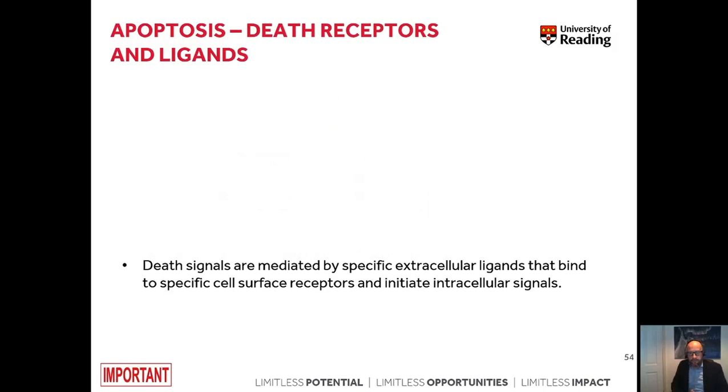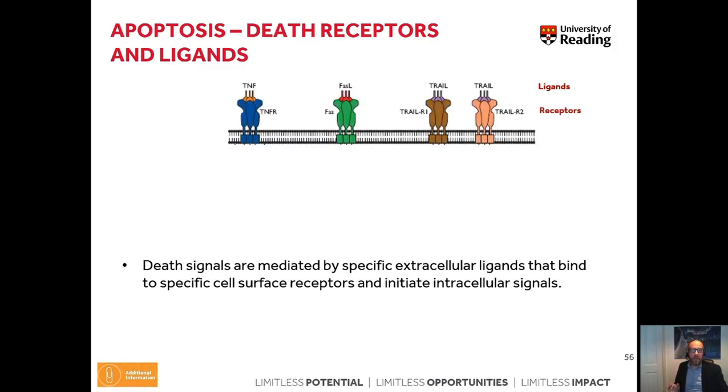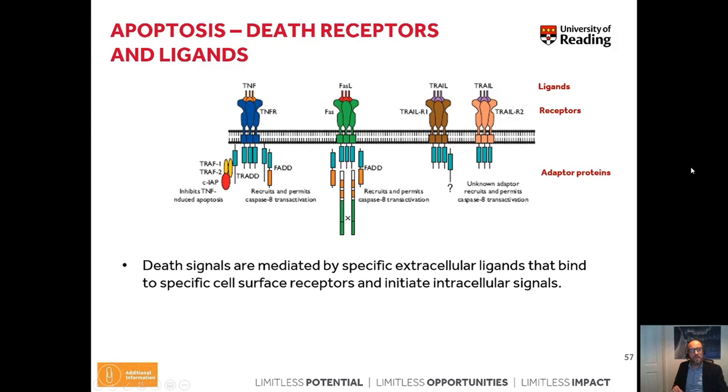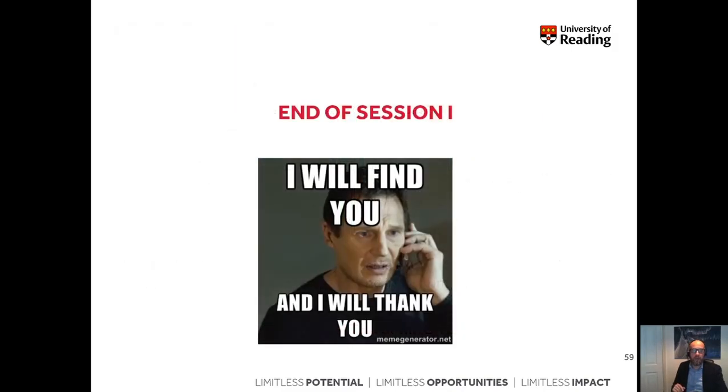Death signals are mediated by specific extracellular ligands that bind to specific cell surface receptors and initiate intracellular signals. Those signals are usually tumor necrosis factor, Fas ligand, and TRAIL. Those ligands bind to the receptors. This leads to recruitment of adapter proteins and finally activation of different cell death cascades. But again, we are going to be looking at cell death in detail in our dedicated lecture in the spring term.